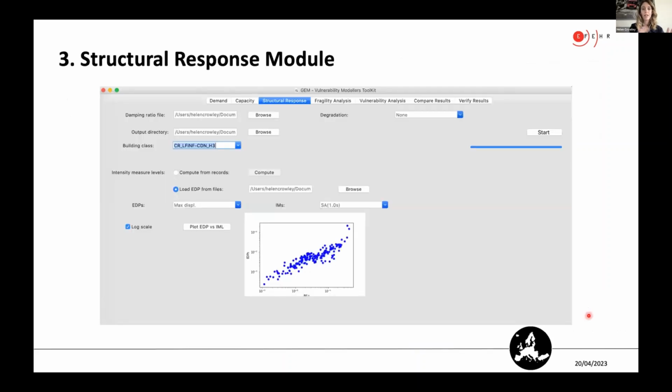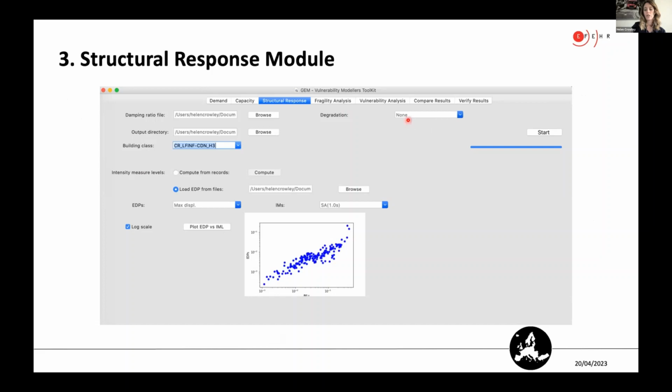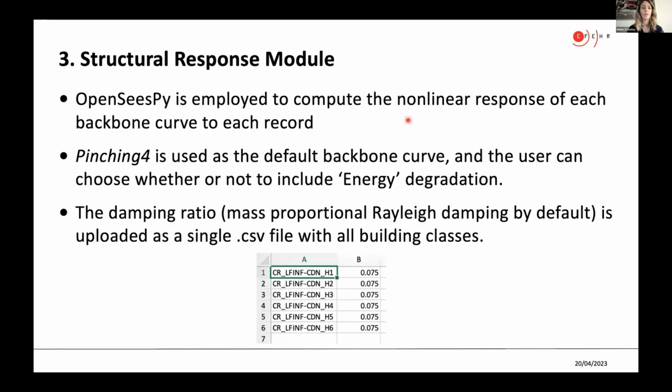So we've provided our records, we've selected them, maybe a subset of them. We've given the tool the capacity curve that we're interested in. Now we get to the part where we're going to actually run the dynamic analysis and get the response of that single degree of freedom system. The tool is using OpenSees Py to produce the nonlinear response of each backbone curve that we've provided to each record. The default in the tool is to use the pinching four hysteretic model. And the user just has a choice of whether or not to include degradation. So here, you can include or not include energy degradation in that hysteretic model.